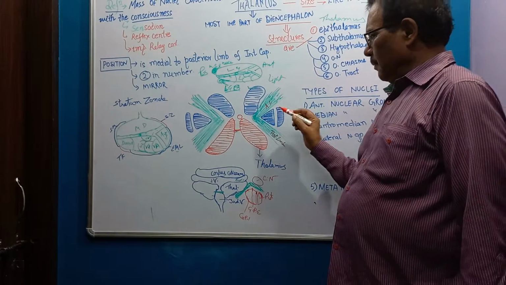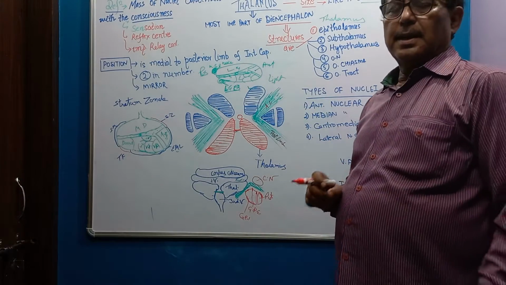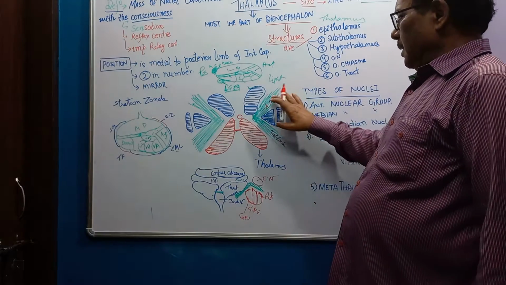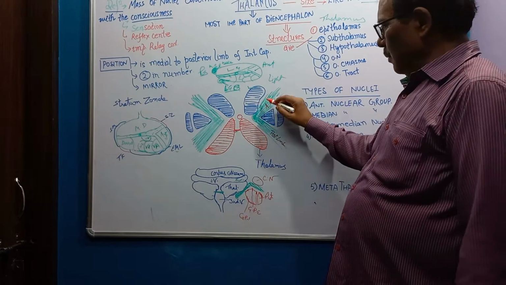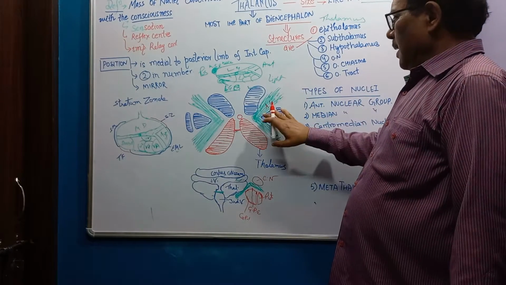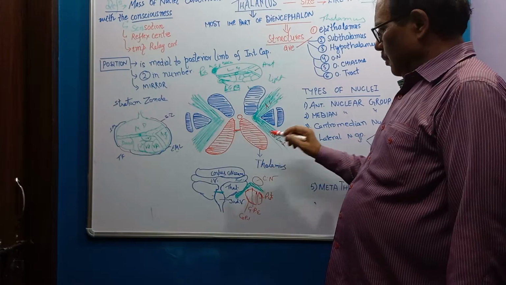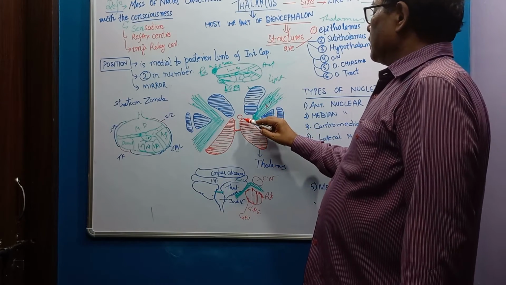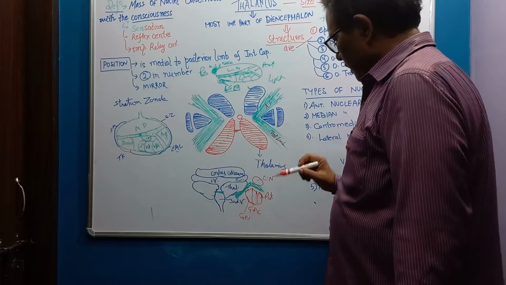This is the posterior limb. What is the internal capsule? The internal capsule is a collection of fibers, that is axons, and it is white in color due to the presence of axons. This part is the genu, and here it is related to the thalamus.